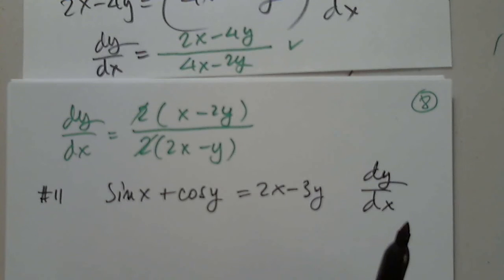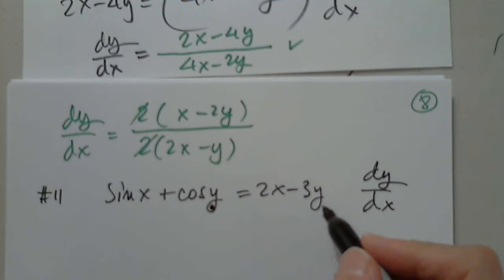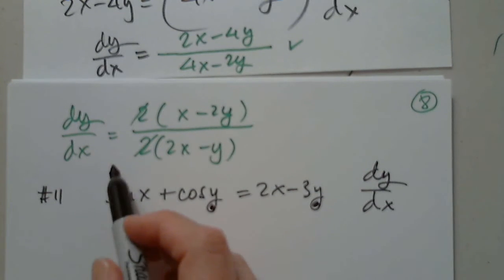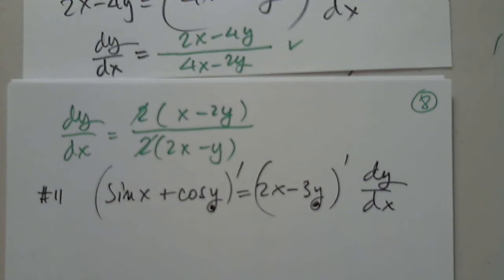x. Again, if you feel more comfortable, put a little dot underneath the function so you don't forget to say times the inner function prime. Okay, so we differentiate.